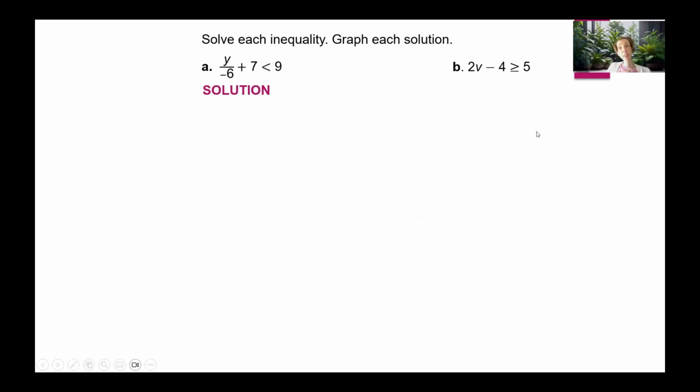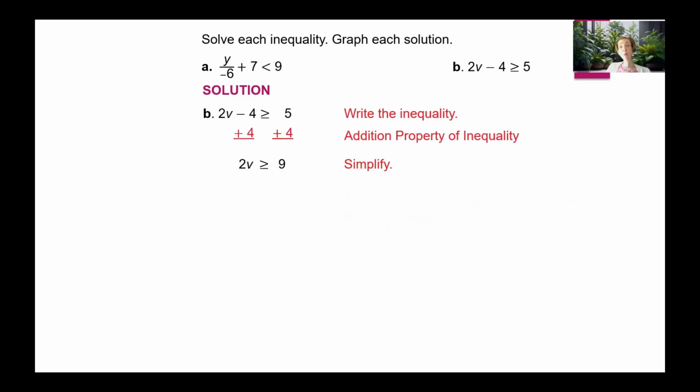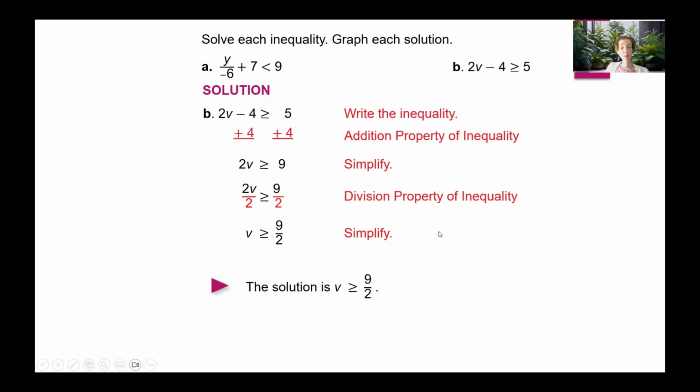So what are we going to do first here? We're going to add 4 to both sides, right? And then we're working on getting that v by itself. So we're going to divide by 2. Do we need to flip the sign this time? We do not, correct? So we get v is greater than or equal to 9/2. What's another way of saying 9/2? 4.5, right? And then that's going to help us when we graph it on our number line, right?